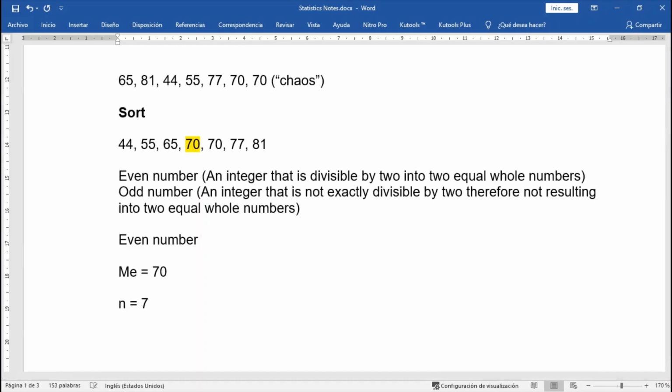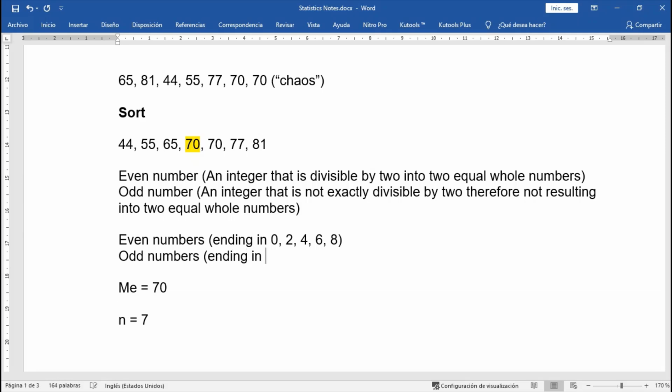In other words, even numbers end in 0, 2, 4, 6, 8. Odd numbers end in 1, 3, 5, 7, 9. Did I miss any? 0, 2, 4, 6, 8. There we go. I am going to add, for you to know, that we also have prime numbers.